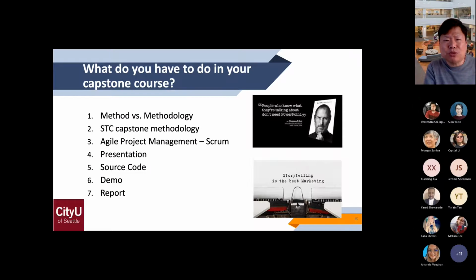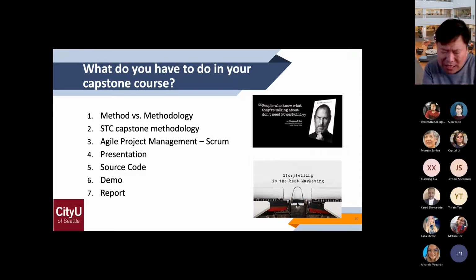So what do you have to do in your capstone course? Yes, you have to understand the method and methodology. Algorithm, that's a method. But methodology means kind of a culture. You adopt it, you customize this one for you. CDU has a capstone methodology, STC Capstone methodology. 10 weeks, 10 times iterated. That's why we are using 10 sprints. So we are using Agile project management.